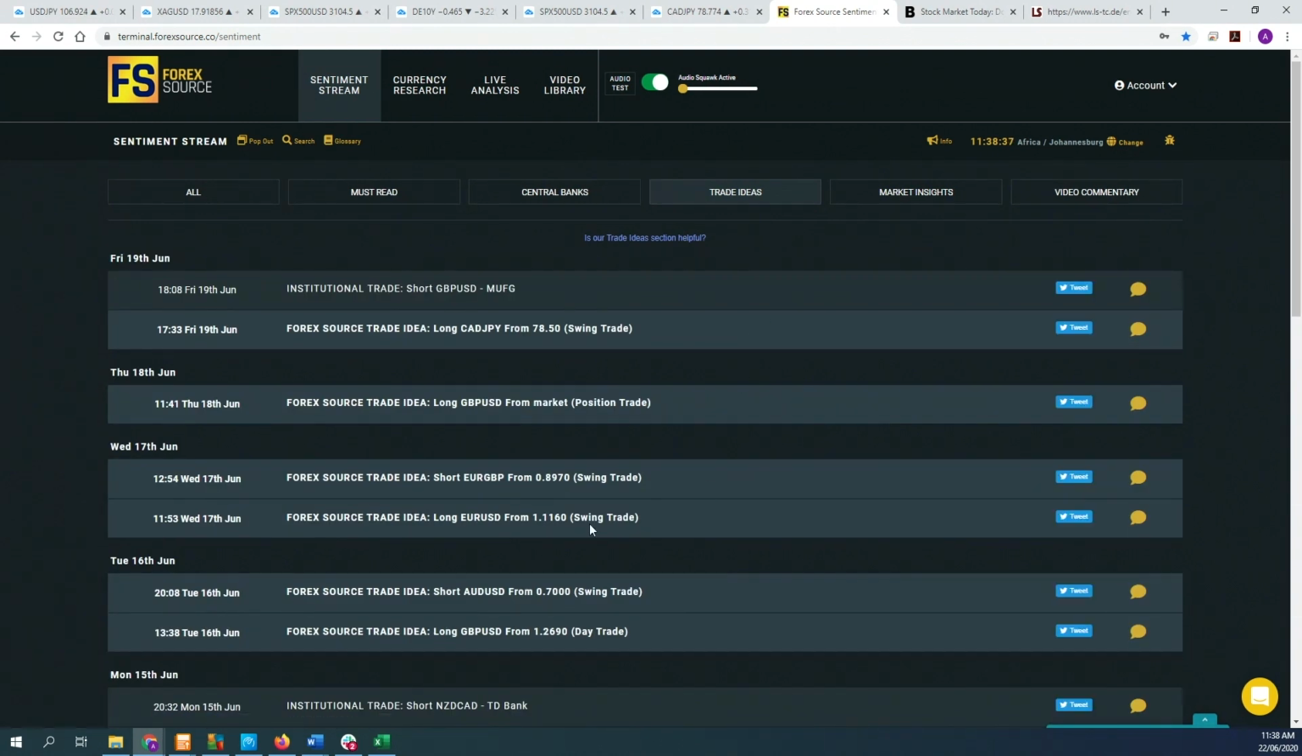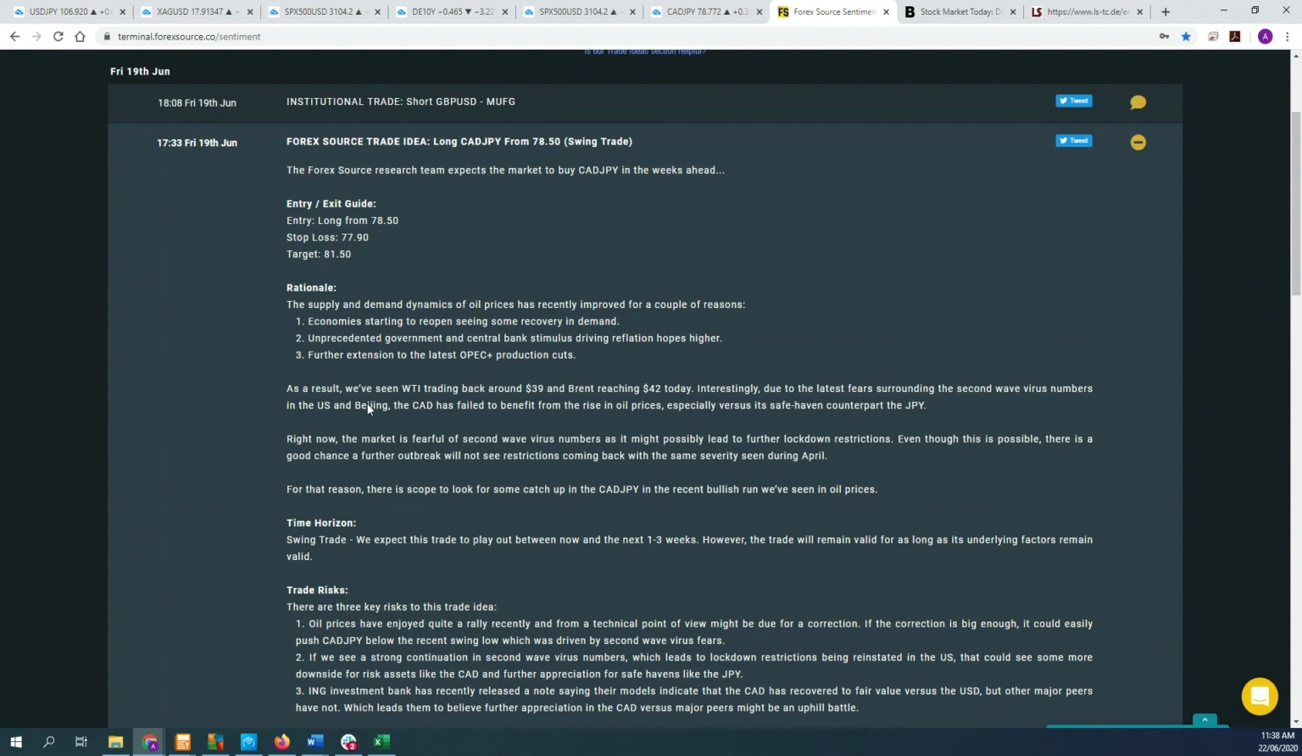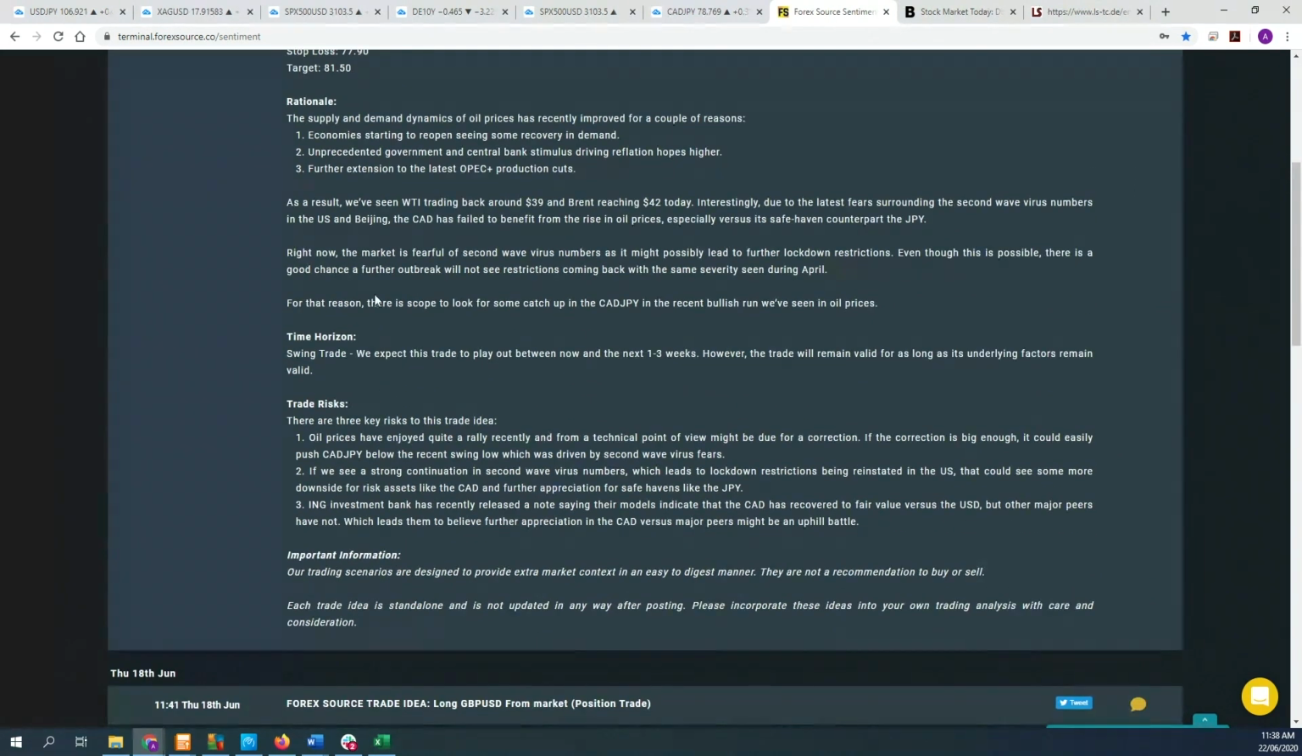The first group will be our in-house analyst trade ideas, and the second one will be investment bank trade ideas. Now, the first thing that you want to do always with these trade ideas is to understand the rationale, the reason for why the analyst is looking for this particular trade. Whether that's an investment bank analyst or a forex source analyst, always understand the rationale as well as the potential trade risks for that trade.